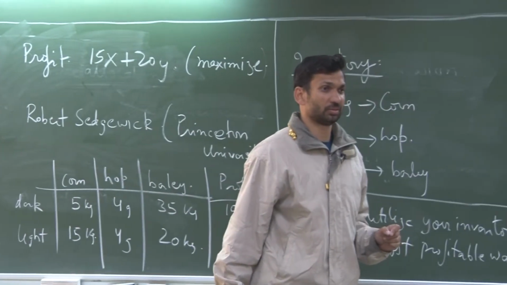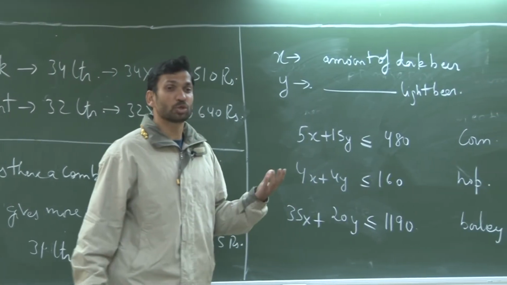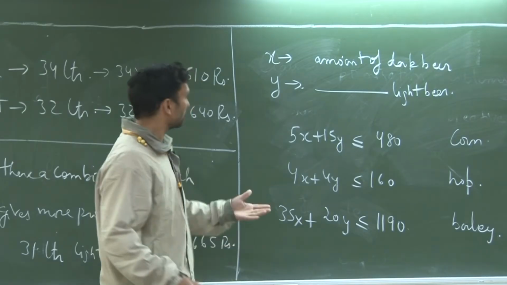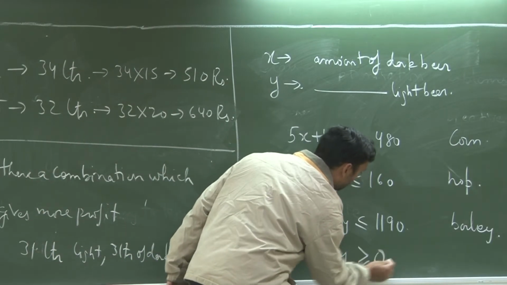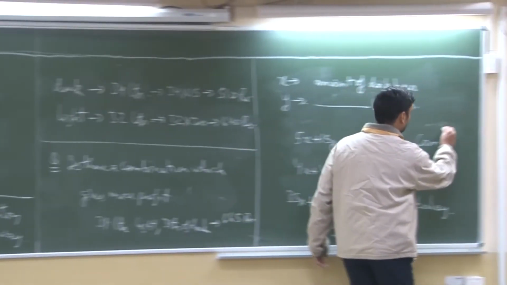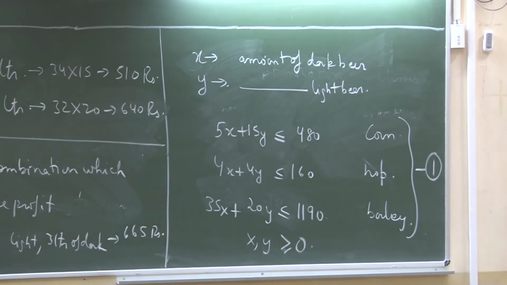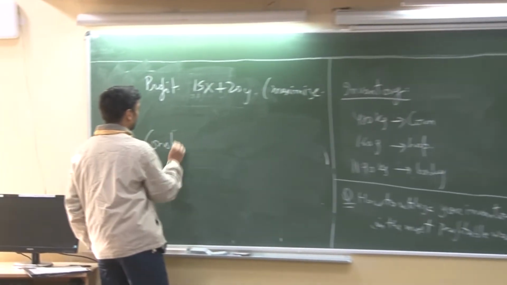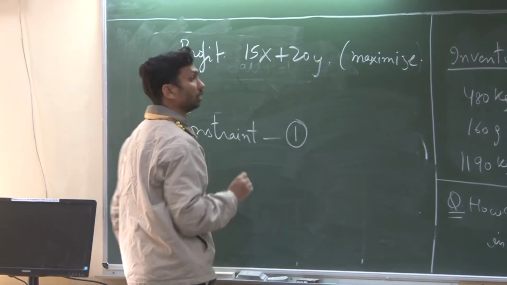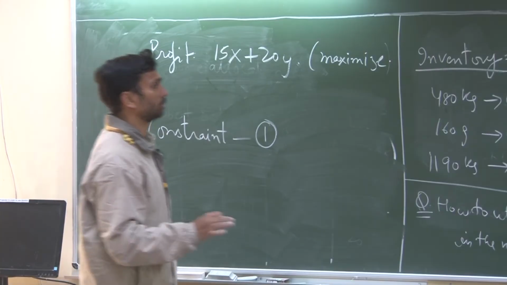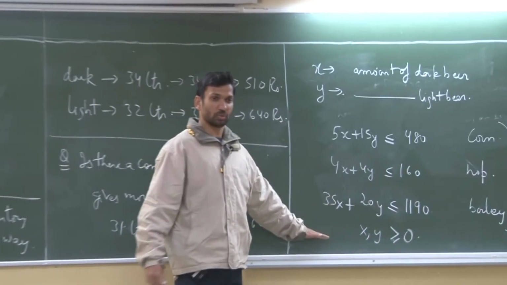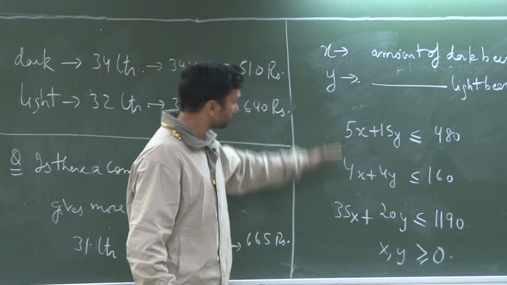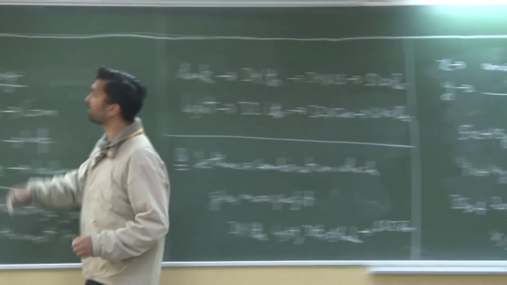Though we have forgotten a small thing. If you think about it, we have another constraint. The simple constraint says that x and y both should be positive numbers. Because x is the amount of dark beer, I cannot make minus 2 liters of dark beer. So then I should say x and y greater than or equal to 0. Let's say this is my set of constraints. Now the problem is quite clear mathematically. We want to maximize 15x plus 20y such that it satisfies these 4 equations. Look at all possible x and y in this world which satisfy these equations, and we ask which of those x and y actually maximizes this profit.